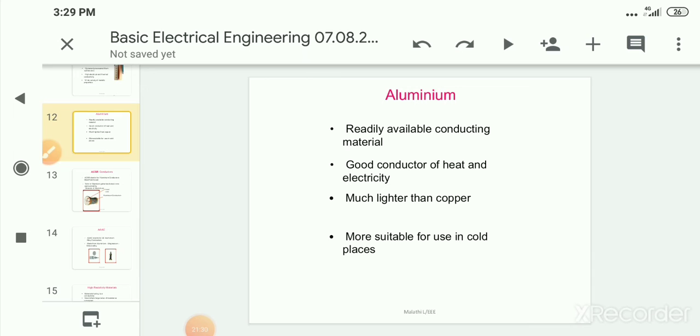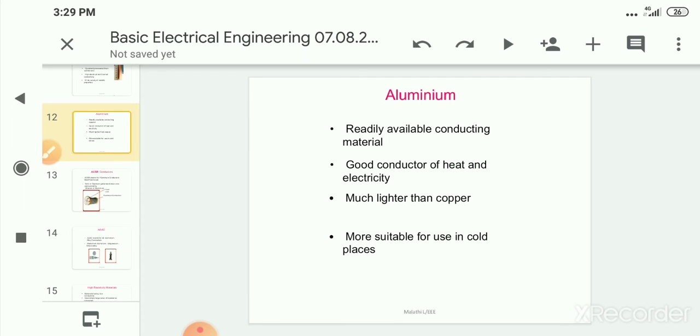Let's see the applications of aluminum. It is used in overhead transmission lines for transmission and distribution of power, and it is used for conductors and flexible wires used in house wiring, and for making bus bars. Mostly pure aluminum is not used. It is used in the form of ACSR, aluminum conductor steel reinforced. It is used for making rotor bars in squirrel cage induction motors. It is used in the aircraft industry.